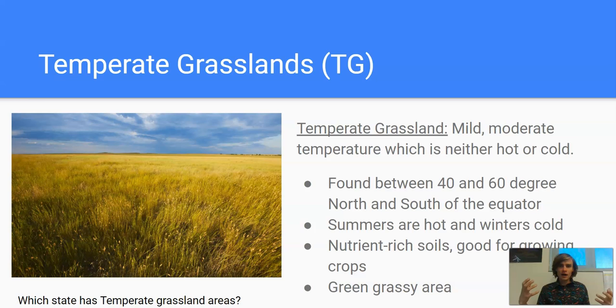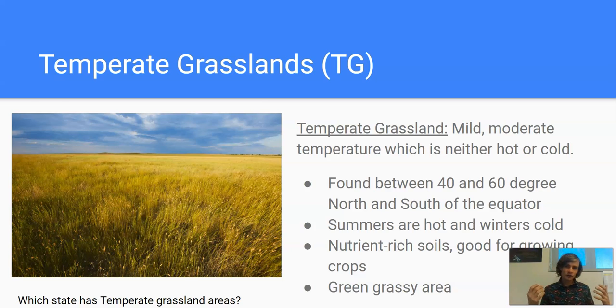They have mild, moderate temperatures that are neither too hot nor too cold. They're found between roughly 40 and 60 degrees north and south of the equator, so along those lines of latitude. Summers are hot, winters are cold, but overall it's not too extreme. They have really good soils that have lots of nutrients and are great for growing crops.